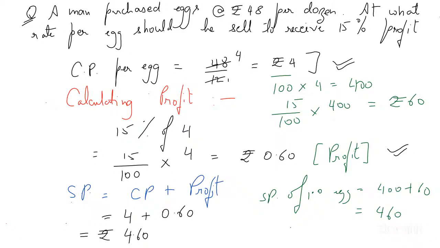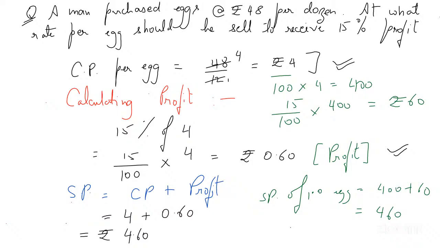Okay. So, but I think the question you have to find out per egg. Okay, per egg. Because your question says that at what rate per egg should he sell to receive 15% profit? What rate per egg should he sell? Right. So that is why I think it is per egg selling price that we have to find out.